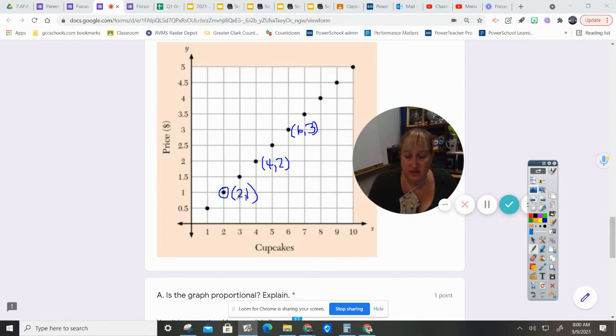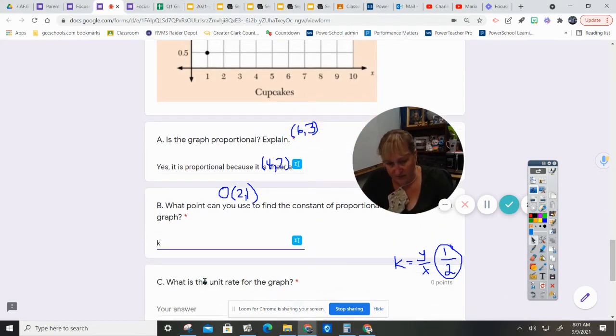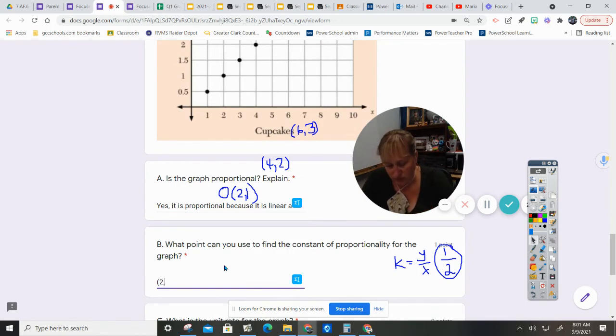I want you to notice that I already see what's happening. K equals Y over X. In this case, my Y is 1 and my X is 2. So my constant is 1/2, which is what students don't like, when we have it be a fraction. So I need to pick the point. I'm going to choose 2, 1.